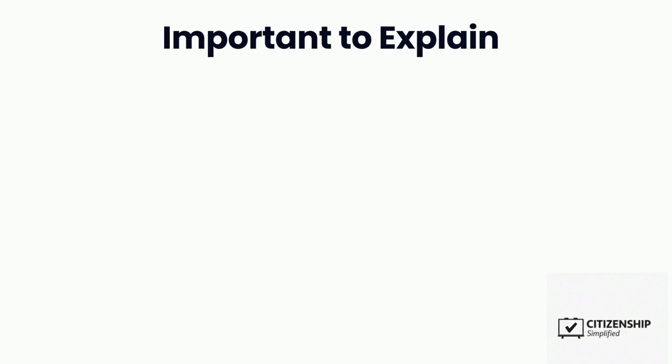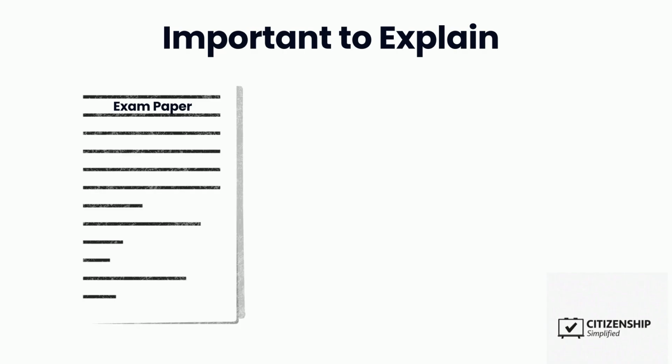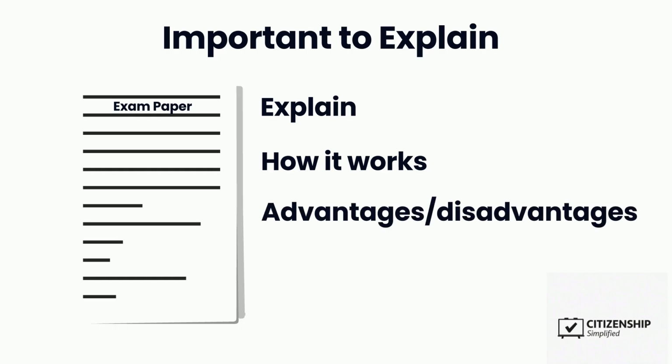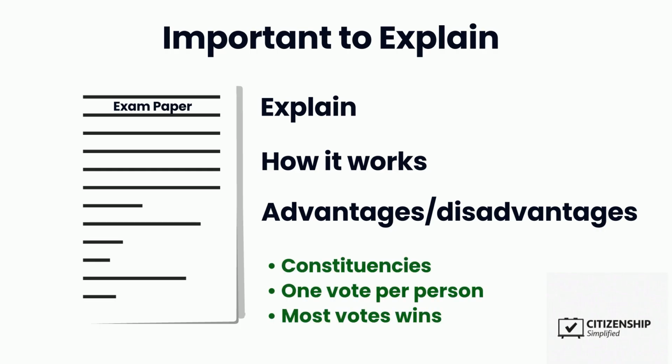So why does this matter for your GCSE? Because exam questions often ask you to explain how First Past the Post works, or give advantages and disadvantages. If you can describe constituencies, 1 vote per person, and most votes wins, then you'll get a good score.